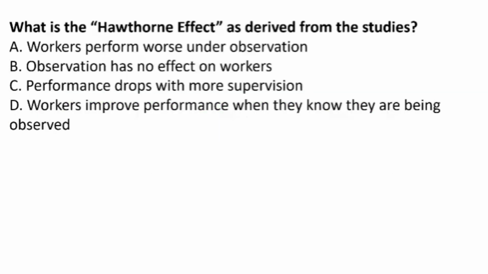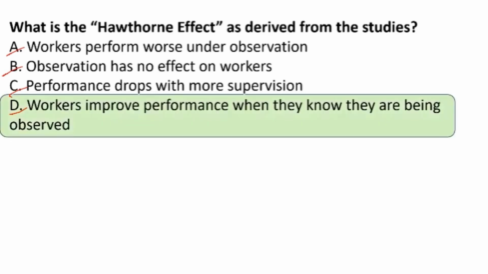What is the Hawthorne effect as derived from the studies? A. Workers perform worse under observation. B. Observation has no effect on workers. C. Performance drops with more supervision. And D. Workers improve performance when they know they are being observed. Okay. So the right answer is option D. The Hawthorne effect derived from the studies: workers improve performance when they know they are being observed.